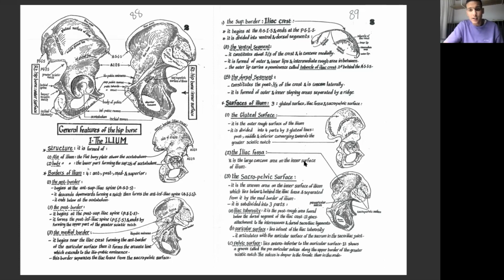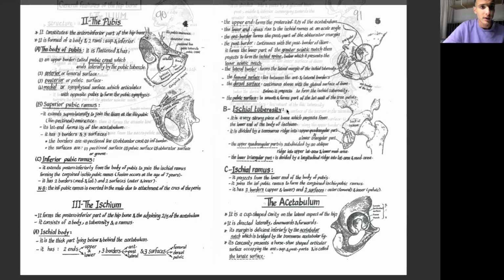Okay, the iliac fossa is found on the inside aspect of the ilium, and the sacropelvic surface is obviously going to be near the sacrum. Okay, so you have the sacropelvic surface. It'll be close to the sacrum. The iliac fossa is found right here on the inside aspect, and the gluteal surface on the outer aspect.